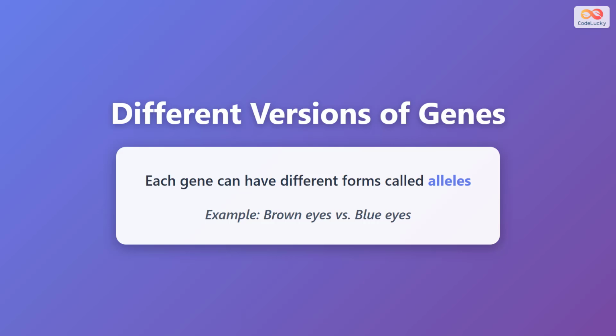Here is something fascinating. Each gene can exist in different forms called alleles. Alleles are variations of the same gene that produce different versions of a trait. For example, the gene for eye color has different alleles. One allele might code for brown eyes, while another codes for blue eyes. The combination of alleles you inherit from your parents determines which version of the trait you will have.